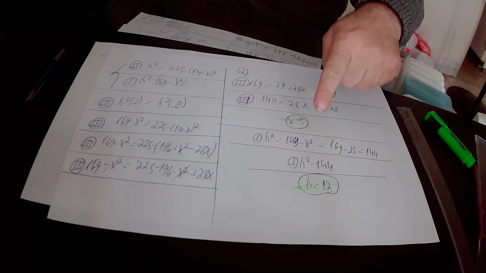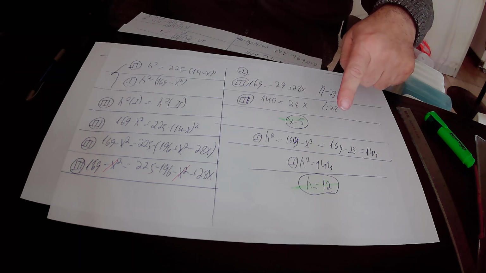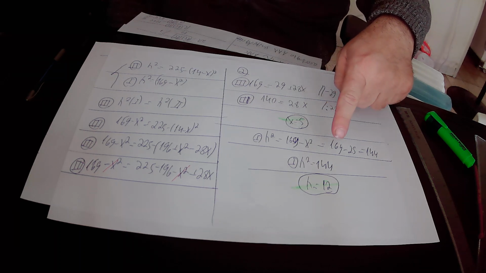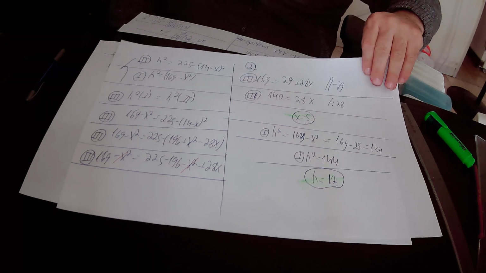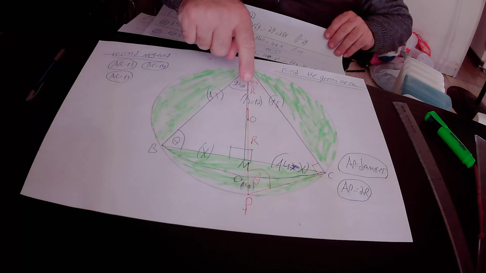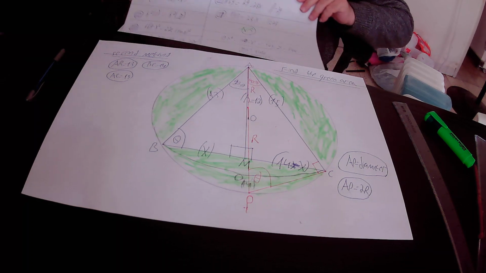Here we took the square root of equation number 1, and found out that h equals the square root of 144. The square root of 144 is 12, so h equals 12. So here x equals 5 and h equals 12 units in length.